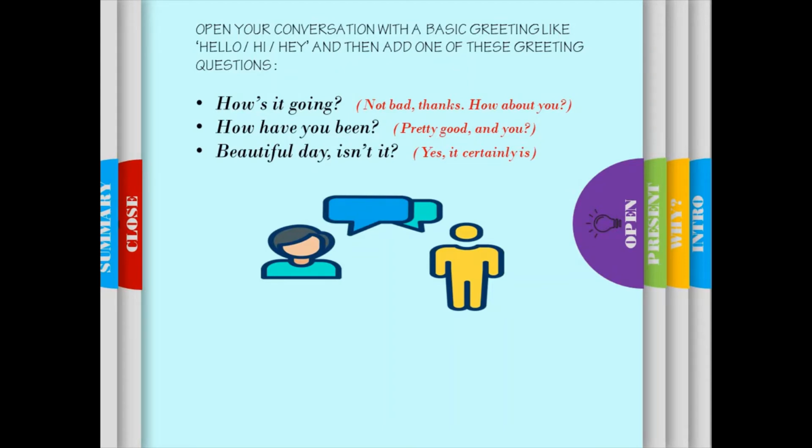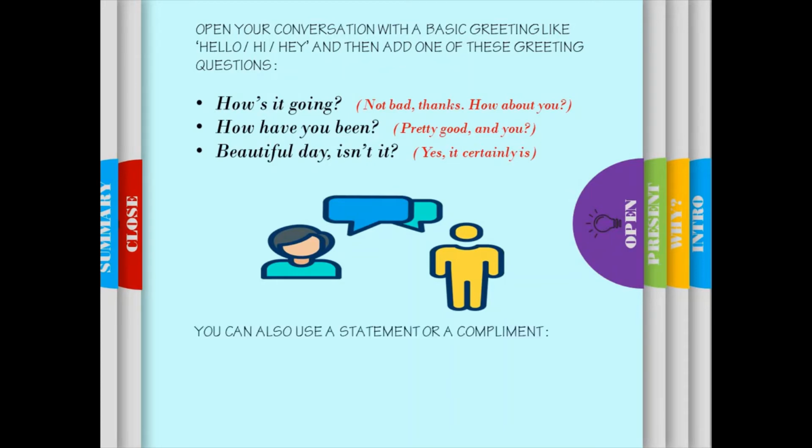So remember, you should add these together with a basic hello, hi, or hey. For example, hi, how's it going? Hey, how have you been? Hello, beautiful day, isn't it? And that is one way to open a conversation like a native English speaker.